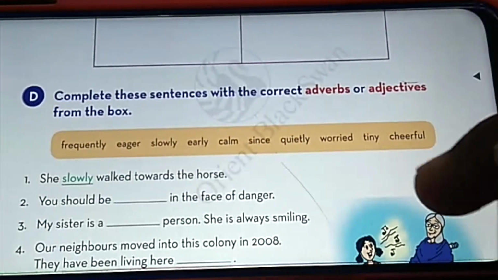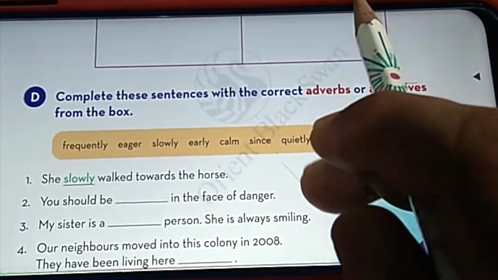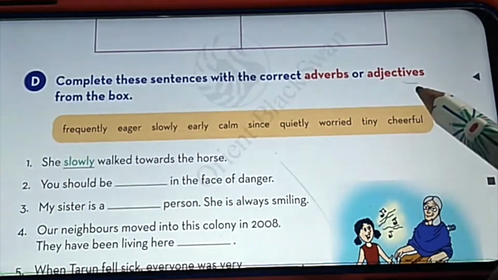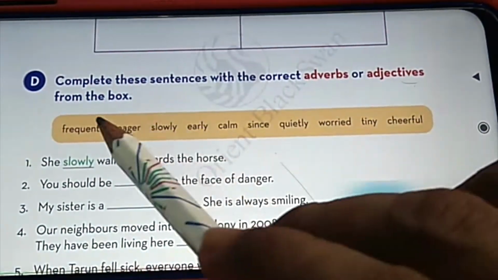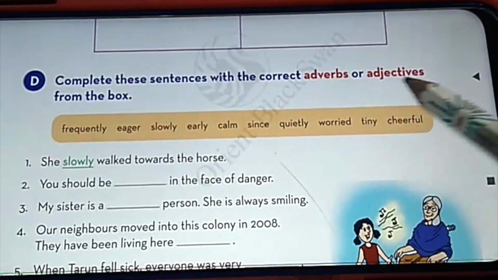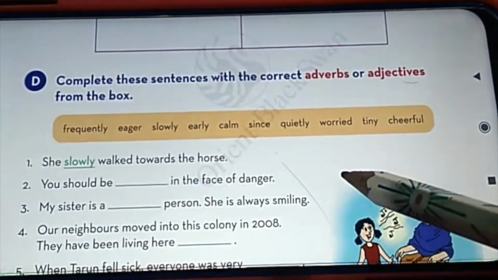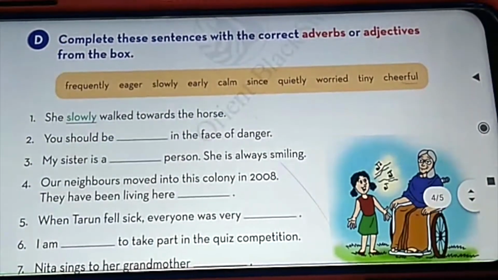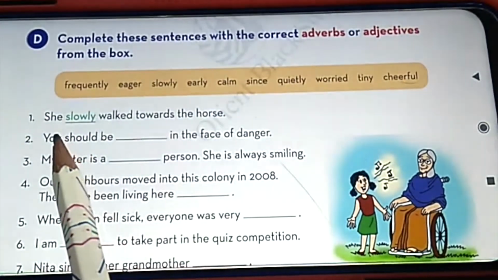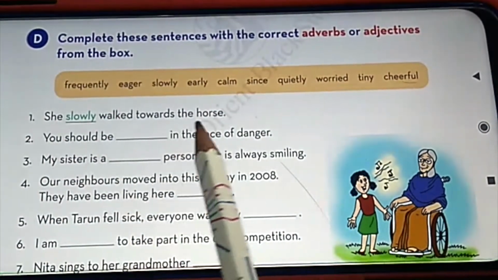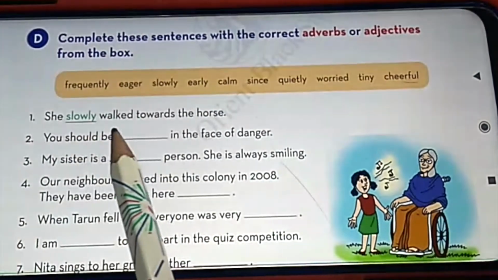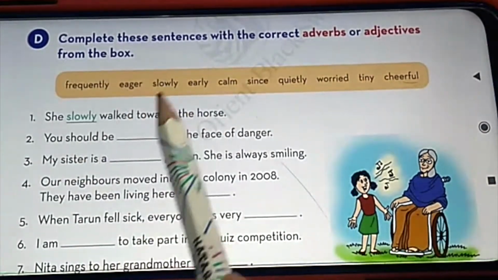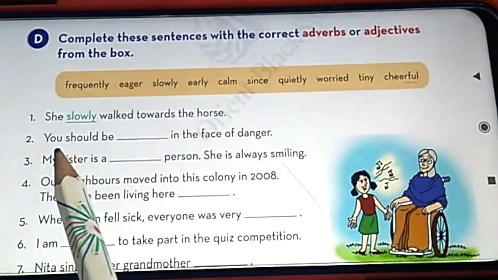Now let us see the next questions. Complete these sentences with the correct adverbs or adjectives from the box. Here, in the box, adverbs and adjectives are given, and you have to pick the right one and place it in the blank. The first one is already made. She slowly walked towards the house. So slowly is given. It is already done.